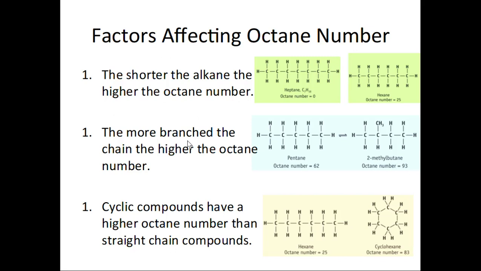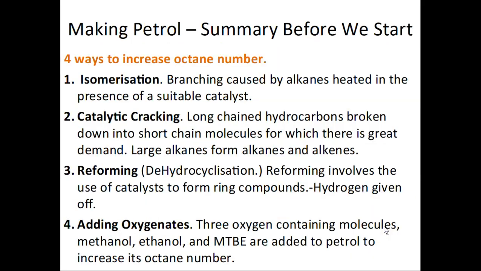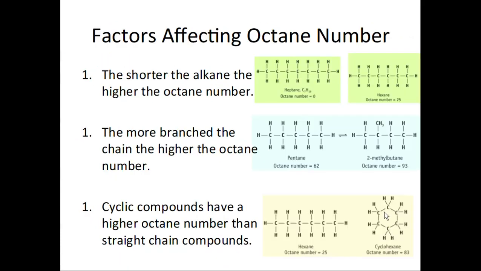And number 3 is cyclic compounds, so anything with a cyclic structure, so a ring structure. It doesn't have to be 6 carbons. This is like a hexagon, but you can get a pentagon, you could get a square formation, anything like that. Anything with a cyclic structure in it will have a higher octane number than straight chain compounds. So cyclohexane will have a higher octane number than straight chain hexane.